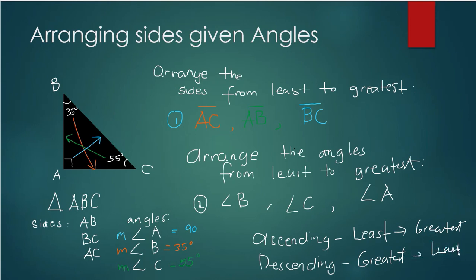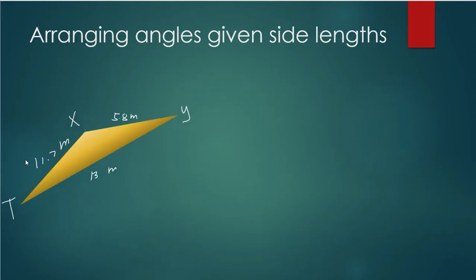So let's continue. What if we are given the sides and we need to arrange the angles? This is the thing that we will do. Let's click on the next page. So we have here triangle TXY. Let's write the name of our triangle first: triangle TXY.